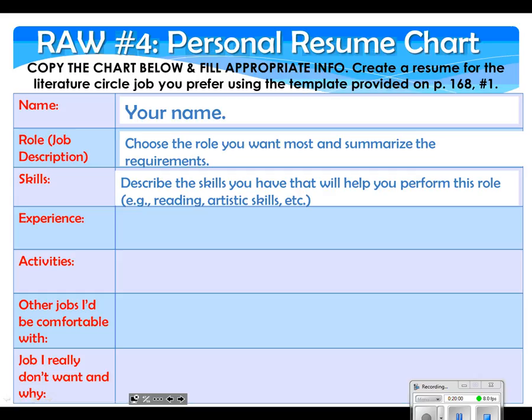The more concise you are with this resume, the better suited you probably are for the job. If you're leaving stuff kind of weak, kind of empty, you may not get chosen for it.